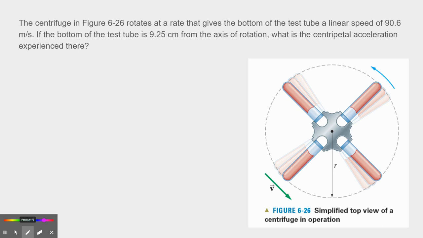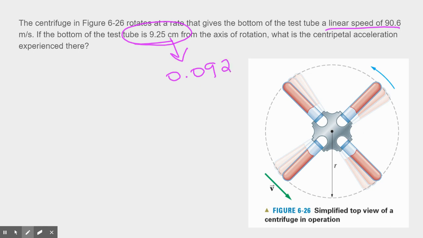In this one, we're looking at a centrifuge, and this last one is going to be incredibly simple compared to all the other problems we've been doing. It's rotating, we see its linear speed, and we have a measurement here. We have the radius. It's in centimeters, and we see that speed is meters per second, so let's make sure we also know what this is in meters, which is 0.0925 meters.